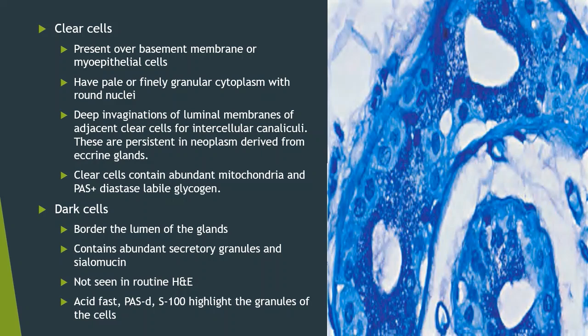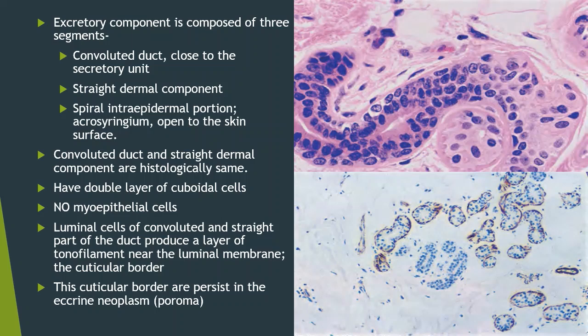If we come to the excretory component of the eccrine gland, it comprises three segments. One is the convoluted duct, the straight dermal component, and the intraepidermal component, through which the eccrine ducts open to the exterior, called the acrosyringium. The convoluted duct and straight dermal duct portion of the eccrine glands show similar histomorphology. There is usually a double layer of cuboidal cells which lack the myoepithelial layer, and there is a direct continuation of the secretory glands to these convoluted excretory ducts.